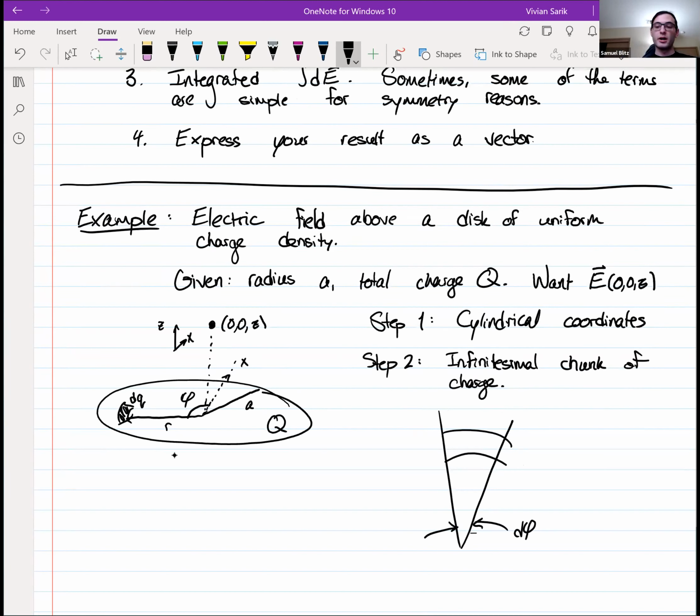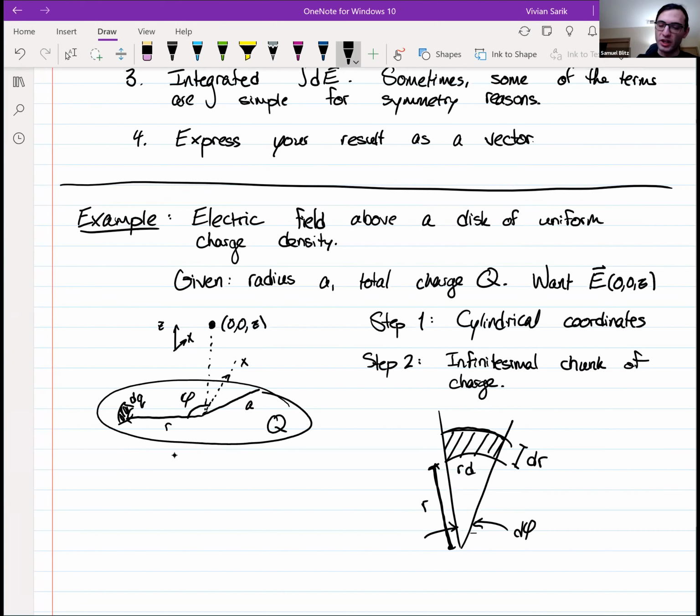So that angle, that's a very small angle, d phi. Here's our small chunk of charge, by the way. The width of our little arc is dr. It's a small extension away from the coordinate, where this distance here would be r. So then this arc length is r d phi, at least approximately. Actually, technically that's the bottom.